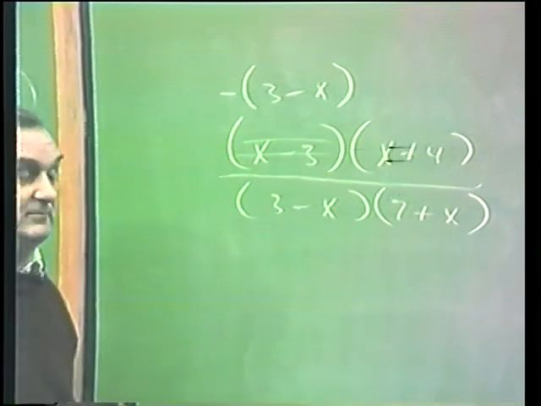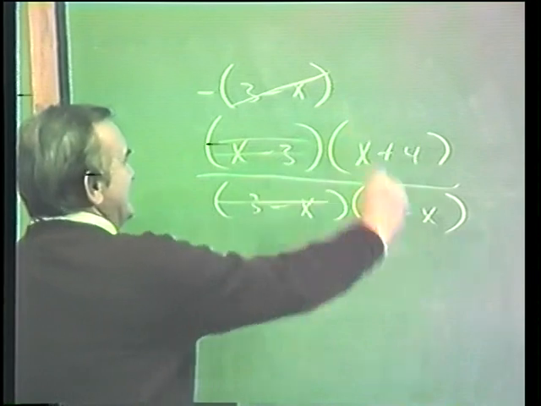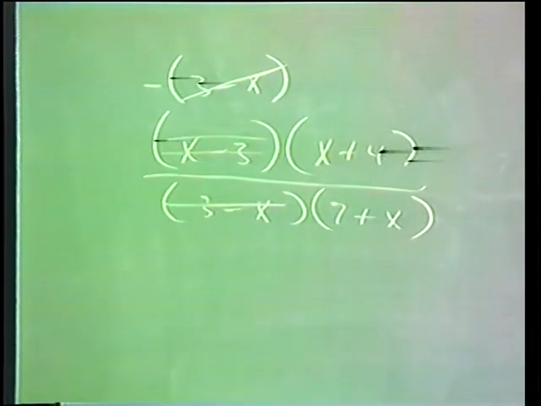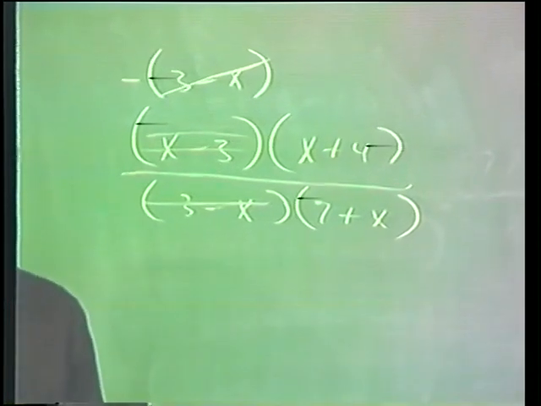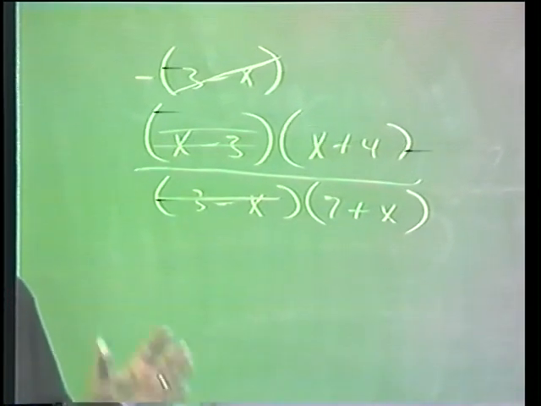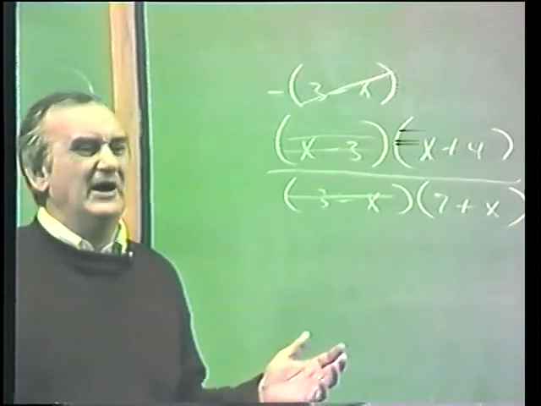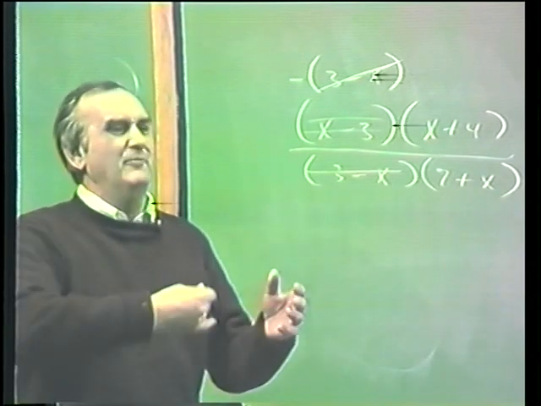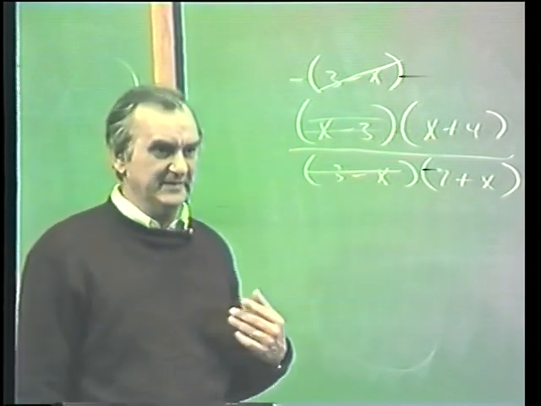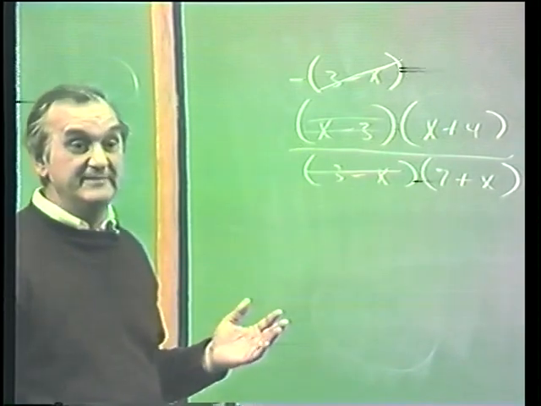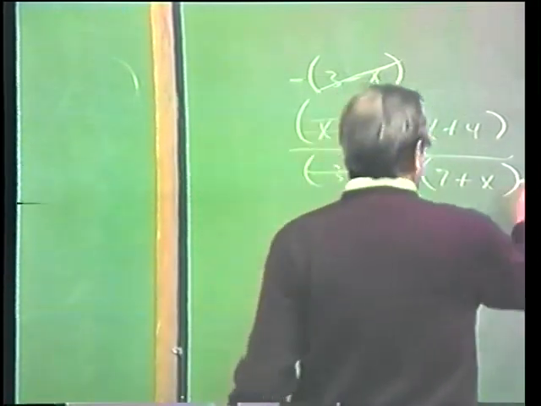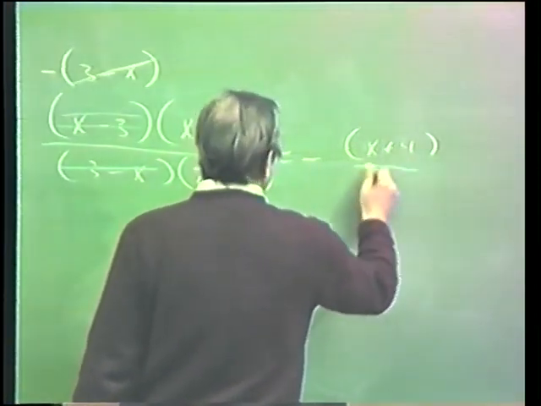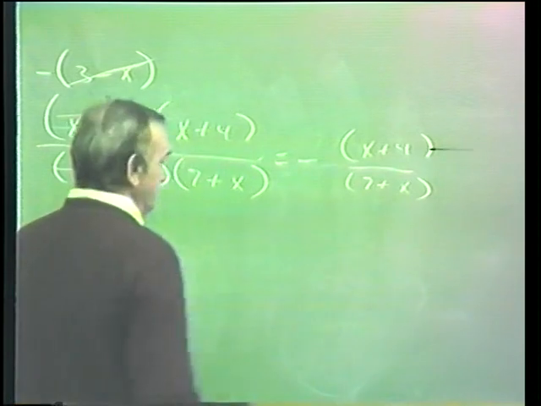Now do we have two? Yes, we do. So this is what we have left for an answer. Now, when I talk about a fraction, I talk about a positive fraction or a negative fraction. I don't talk about the numerator being positive or negative, denominator being positive or negative. What is the fraction? That's what I'm interested in. Well, here our fraction is going to be negative. So our answer would be negative quantity x plus 4 over 7 plus x.